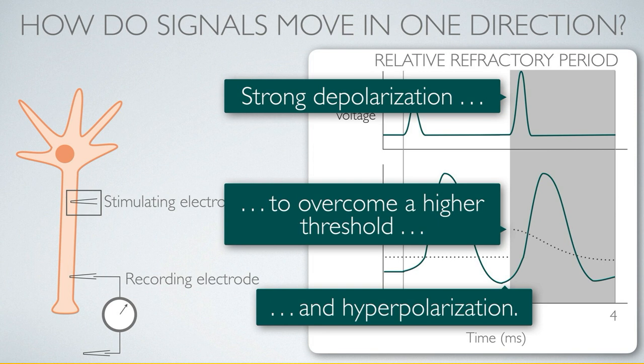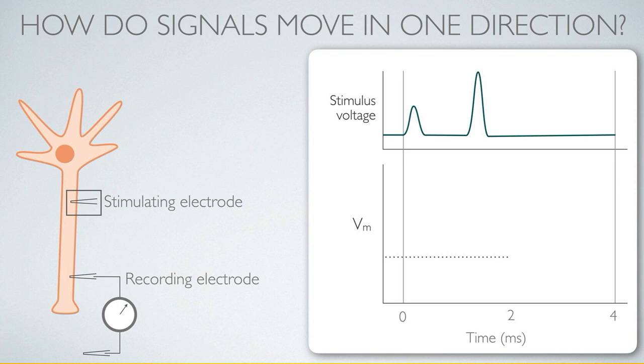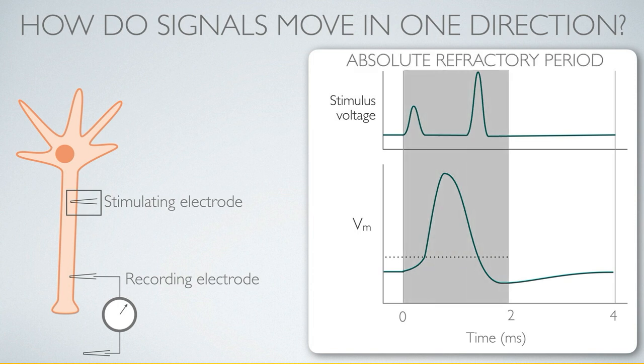Okay, what if we give the membrane a really strong depolarization, just like we see here, the second depolarization, but it's within the first 2 milliseconds of an action potential? That's what we see here. What do we get? We just get one action potential. And that's because this period of time between 0 and 2 milliseconds is known as the absolute refractory period. And it's impossible to get a second action potential from a second stimulus that occurs in those first 2 milliseconds, during the absolute refractory period.